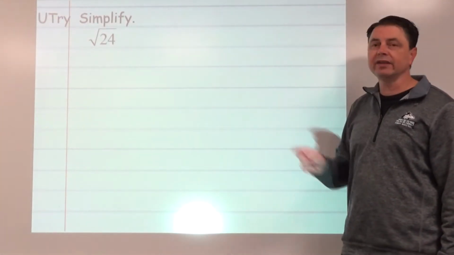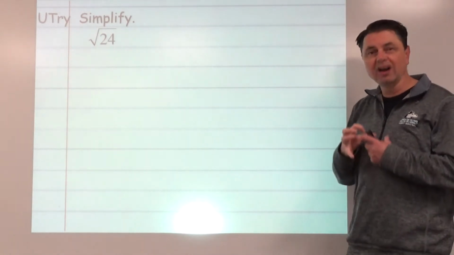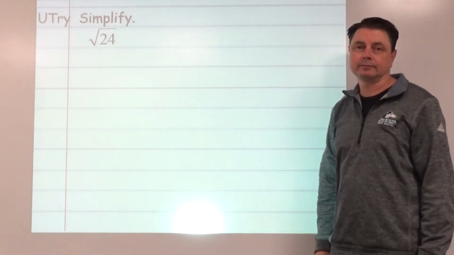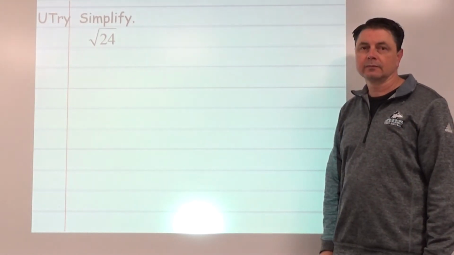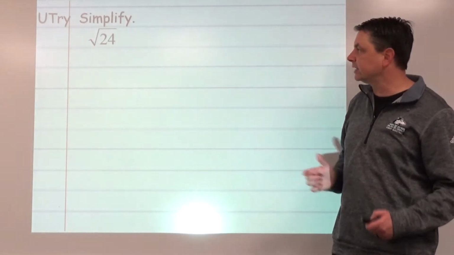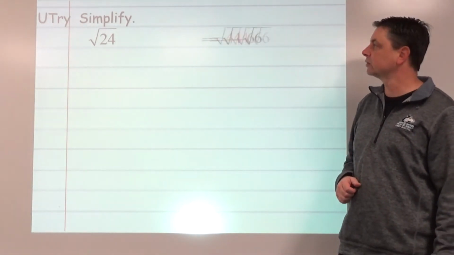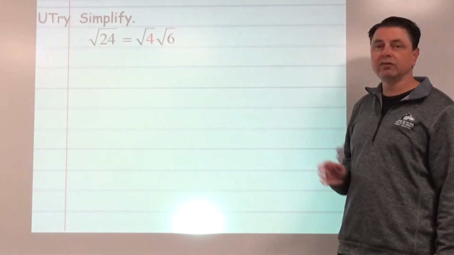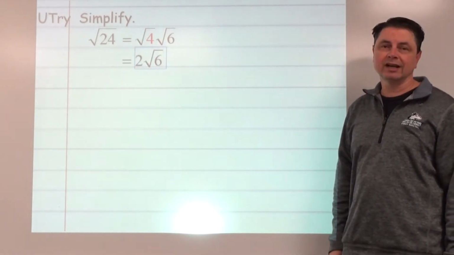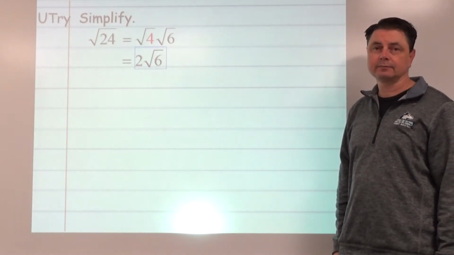All right. You try this one, square root of 24. Break it down, look for those perfect squares. Pause here. All right, in this case, the perfect square that we're looking for is 4. So we're going to break it down to be the square root of 4 times the square root of 6. The square root of 4 is 2. So our final answer is 2 times square root 6.